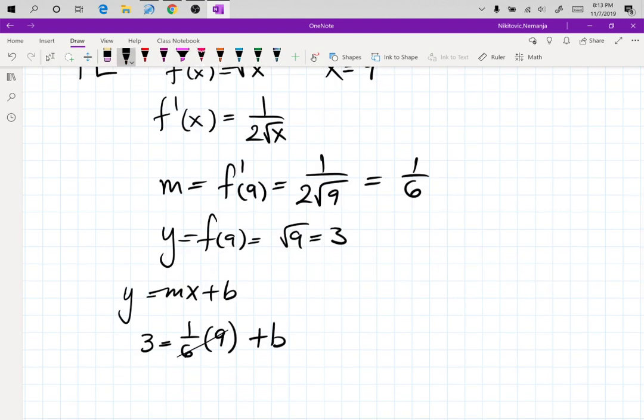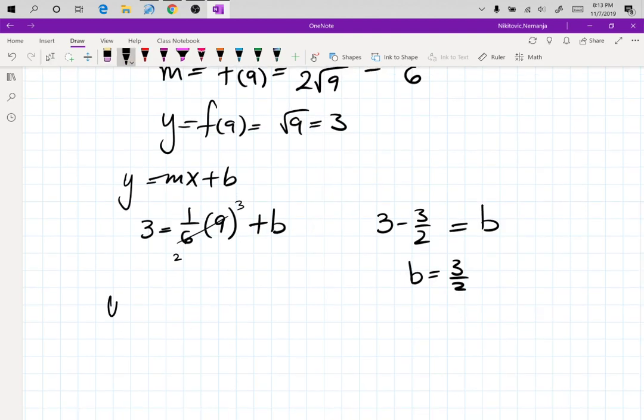9 and 6 will cancel. You'll get a 3 and a 2. So we have 3 minus 3 halves equals b. b equals 3 halves. And your tangent line is y equals 1 over 6 x plus 3 halves.